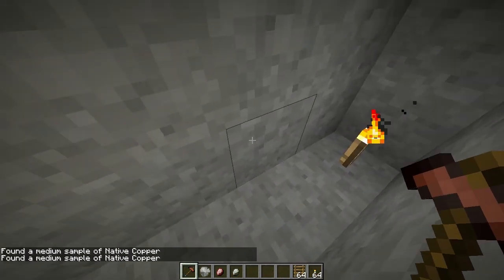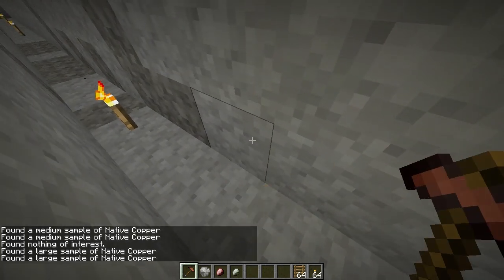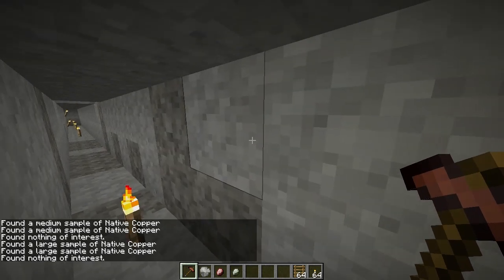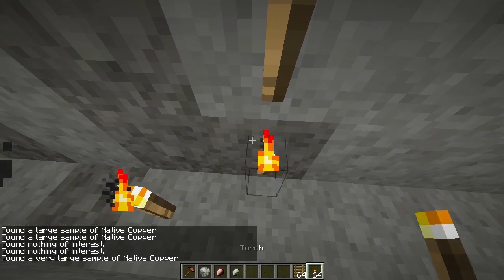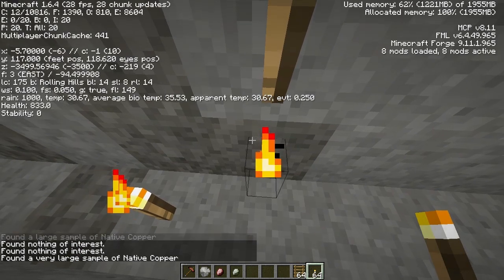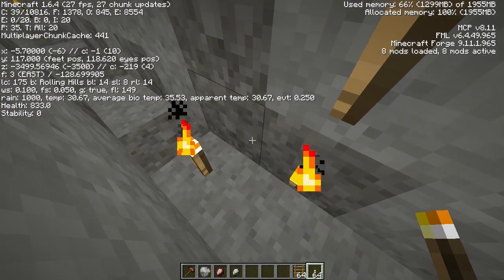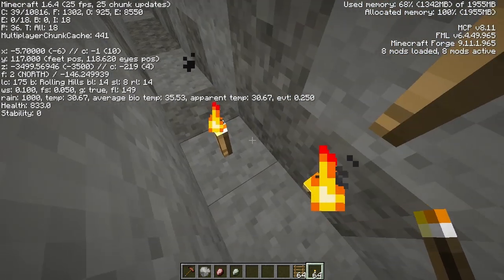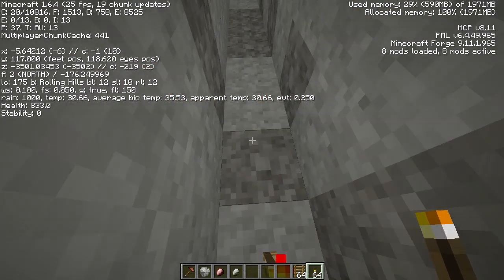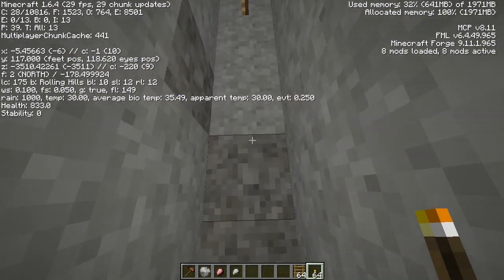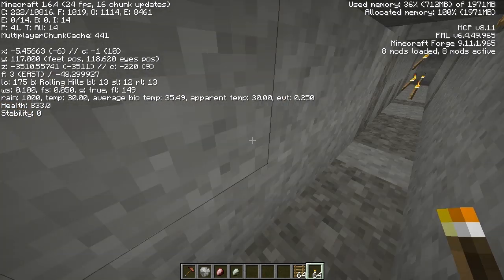Once again, we've got a medium sample, so we want to follow this back until we find where it goes from very large to large. So it's about right here, and this z coordinate is right about at -3500. So we want to take the center point of these two, and it happens to be easy since this one is 500 and that one's 522, so we want to go to about -3511.